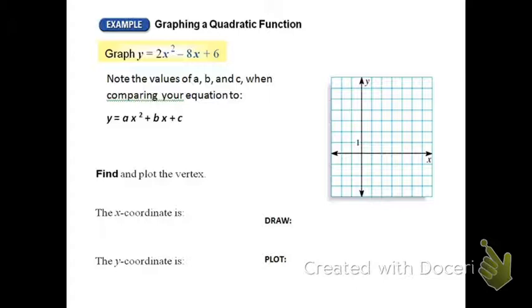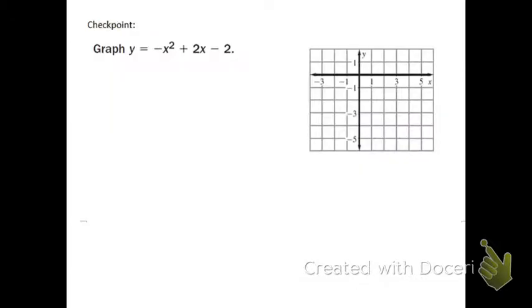Let's go to the next slide. We're going to do one more together before we exit out of this particular video. We're going to graph y equals negative x squared plus 2x minus 2. First thing that I'm going to do is write down what my a, b, and c values are. My a value I know is the number in front of x squared, which is a negative 1. My b value is a 2. And my c value is negative 2.